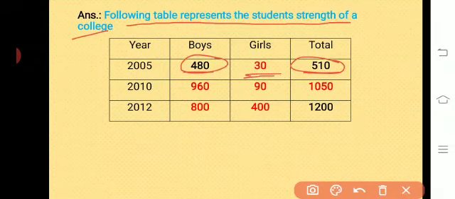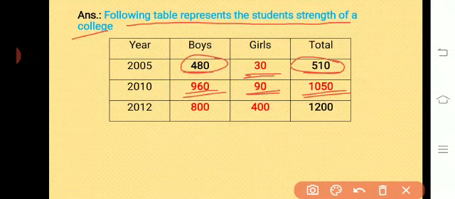Then in 2010 the number of boys was doubled, meaning 480 plus 480. A 100% increase means 480 plus 480, so it is 960. And that of girls is increased by 300%, so it is increased three times. So 30 plus 30 plus 30, that is 90. So 960 plus 90 is 1050.